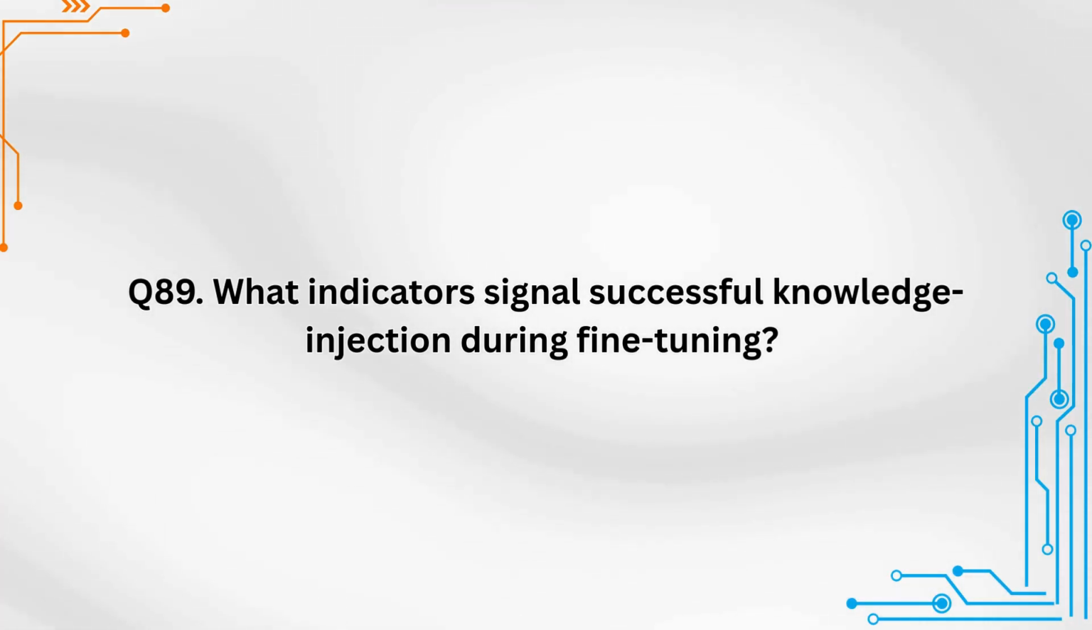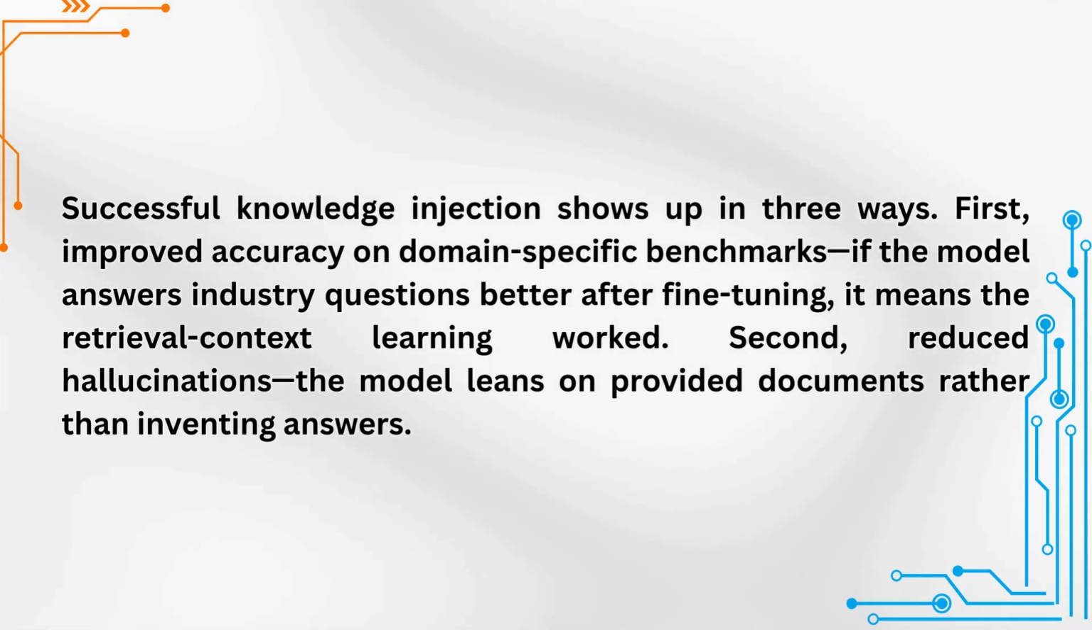What indicators signal successful knowledge injection during fine-tuning? Successful knowledge injection shows up in 3 ways. First, improved accuracy on domain-specific benchmarks. If the model answers industry questions better after fine-tuning, it means the retrieval context learning worked.